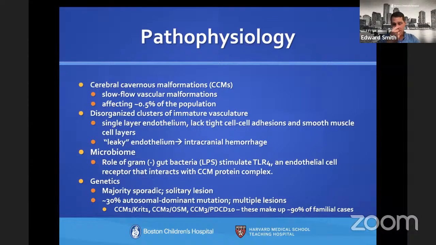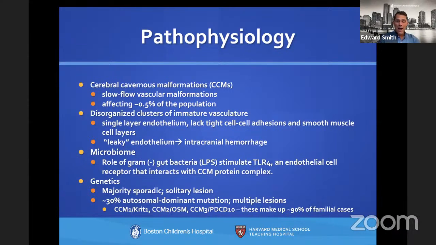Importantly, a big advance recently has been this growing understanding of the role of the microbiome, where the gut has gram-negative bacteria. The gram-negative bacteria make lipopolysaccharide that circulates through the body and stimulates toll-like receptor 4, this TLR4, which is a receptor on endothelial cells. And this is important because it can interact with this protein complex of these CCM proteins, and that can basically screw up the cell. That's a fancy Harvard term. But this is really interesting to see this gut-brain interaction, and we'll talk a little bit more about that.